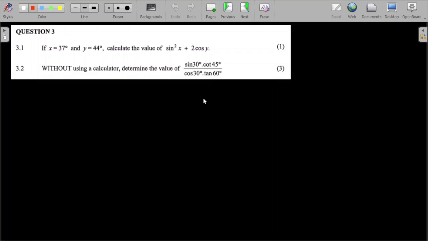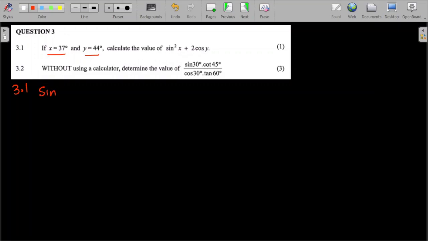Remember, this is a grade 10 paper, so we'll be doing question 3, which deals with trigonometry in grade 10. Now, let's get into it. Here, in 3.1, they're saying if my x is 37 and my y is 44 degrees, let's calculate the value of this expression.